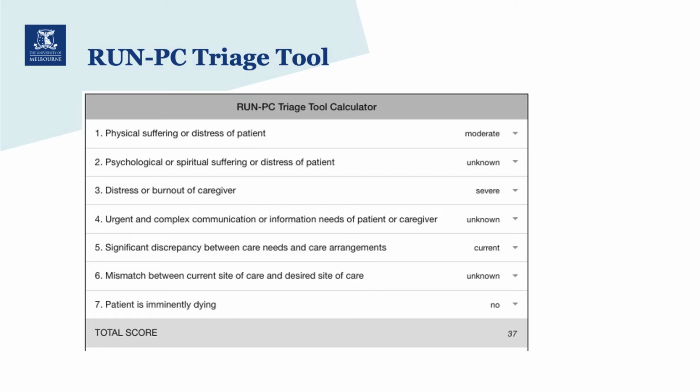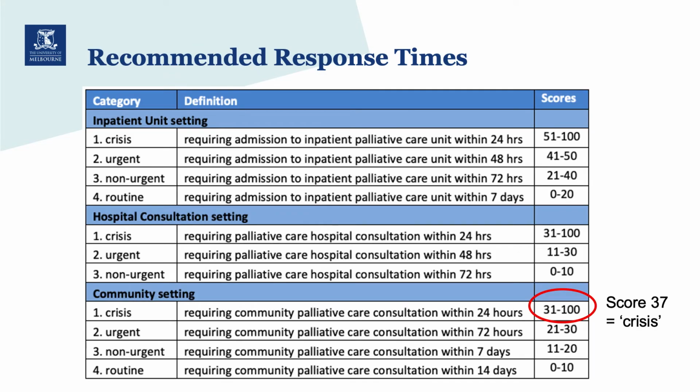We don't know about his desired or her desired side of care versus his current side of care. So I've said unknown, and that he's not imminently dying. And that gives an overall score of 37, which in the community setting makes it a crisis for an urgent response.